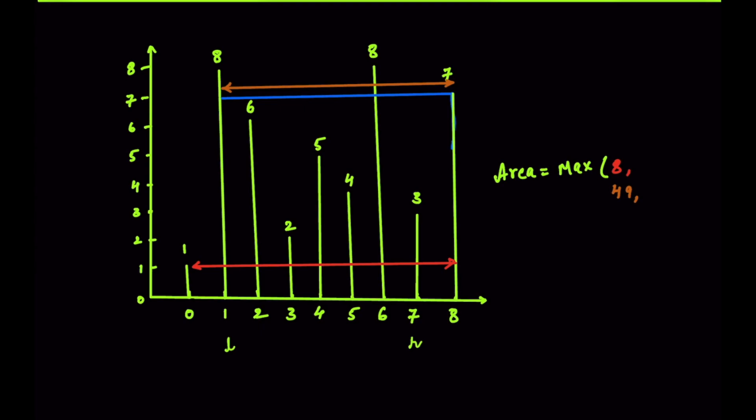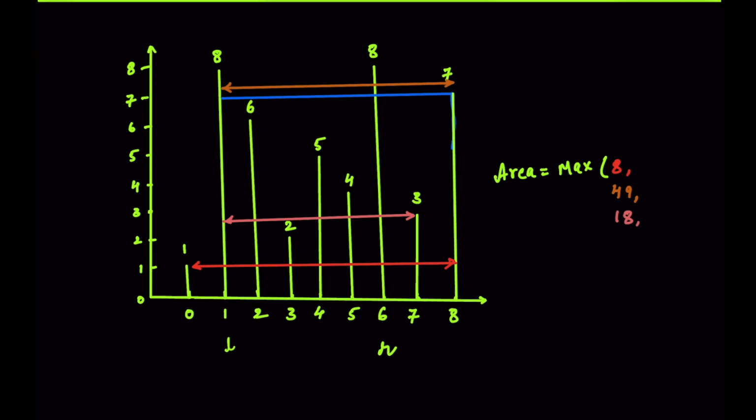Then we are going to compute the area again. Then the area is going to be 18. The reason it is 18 is because the distance between the left and right pointer is 6 and the height is 3. Then we are again decrementing our right pointer, and then we are again computing the area.